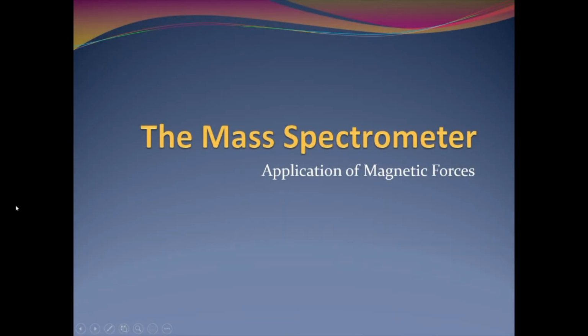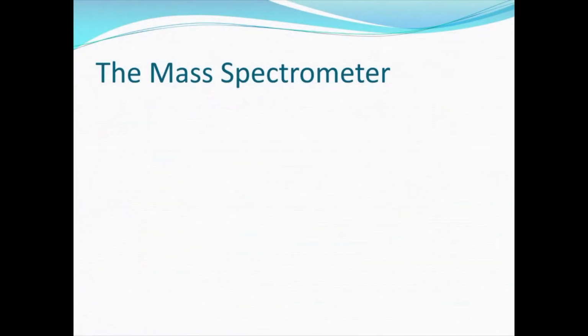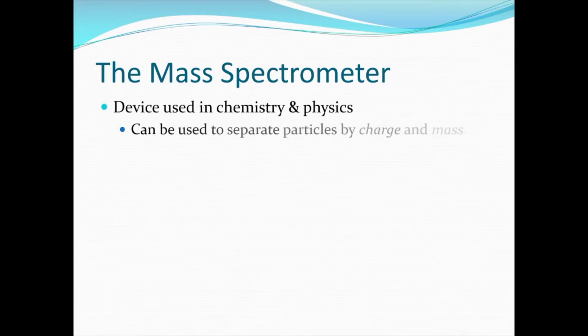Hello everybody, it's Mr. Arocena, and in today's video I'm going to be talking about one application of magnetic forces called the mass spectrometer. Now the mass spectrometer is a device that chemists and physicists use to determine the size of a particle. And what it basically does is it separates particles by their charge and their mass.